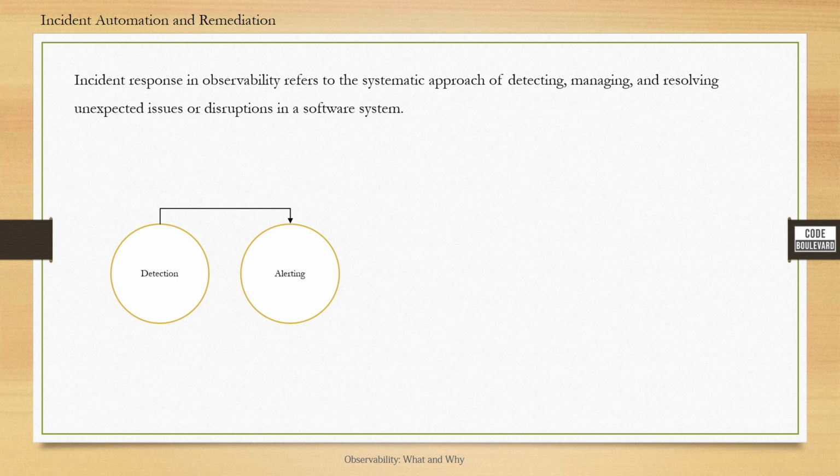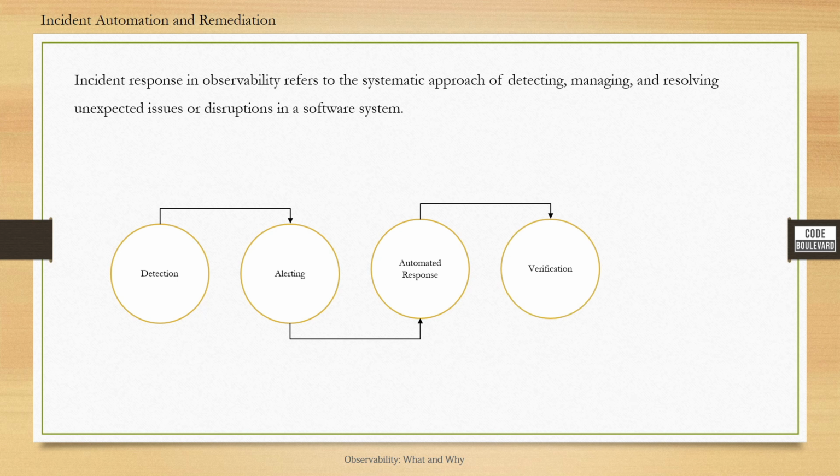PagerDuty receives the alert and follows an incident response playbook that includes automated steps. It means we already have defined some steps in case of any type of incident. So PagerDuty can follow the steps and create some kind of response for that. Now it's time for automated response, which involves scaling up the application server instance in the cloud to handle the increase in the load.